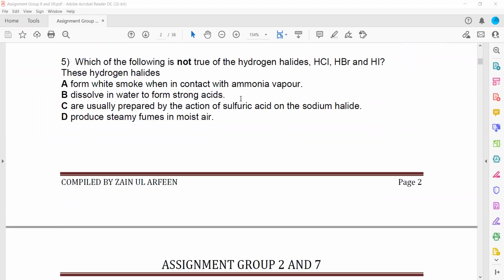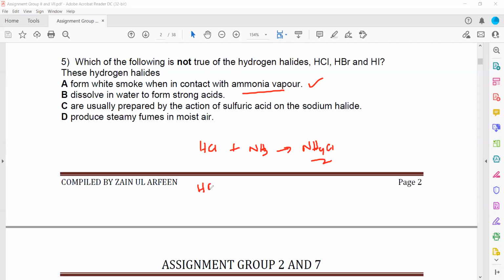Then which of the following is not true for hydrogen chloride, hydrogen bromide, and hydrogen iodide? When we check these halides, most of the things related to this chapter are about memorization, memorizing the color and appearance. They form a white smoke when they come in contact with ammonia vapor. That is true, because if hydrogen chloride reacts with ammonia, it will produce ammonium chloride, a dense white smoke.